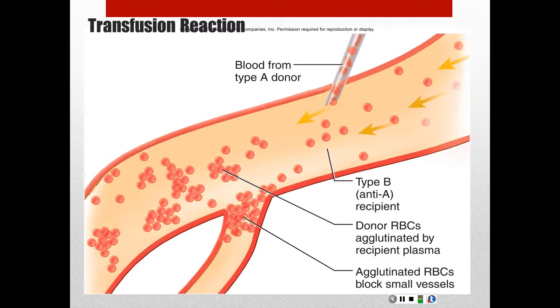The agglutinated RBCs start to enlarge in smaller blood vessels, which you see right here. They enlarge in the smaller blood vessels downstream from this point, and then they'll cut off blood supply to any of the tissues. So if a transfusion reaction occurs, for example, if type B blood is transfused into a type A recipient, the recipient's anti-B antibodies would cause immediate coagulation of the donor's red blood cells.